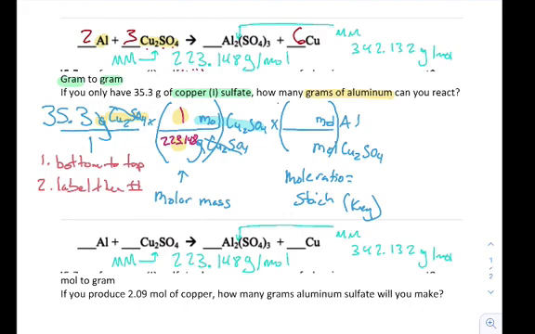Okay. Now once I've set up the labels, I can focus on what the relationship is between these two things. The relationship between moles of aluminum and moles of copper sulfate is the coefficients. So for every 2 aluminums that I react, I need to also have 3 copper sulfates. That's their ratio. So for every 2 moles of aluminum, I'm going to need 3 moles of copper sulfate to make that work.